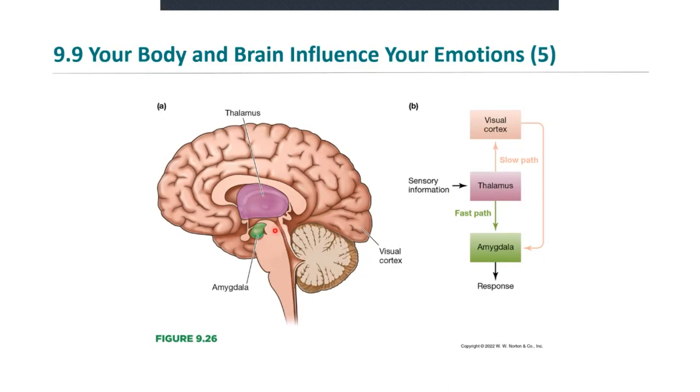The slow path sends information to the visual cortex for additional processing before it reaches the amygdala. What the slow path allows is for you to make sense of what you've just seen. Whereas in the fast path, you haven't even processed the visual information, and yet you may have some kind of gut reaction or startle response.